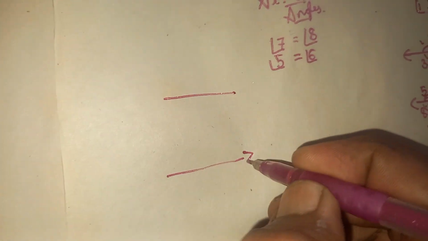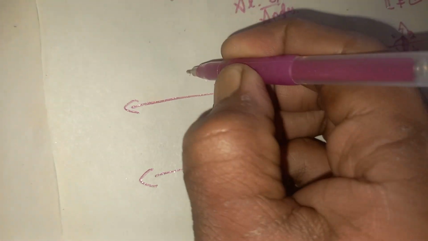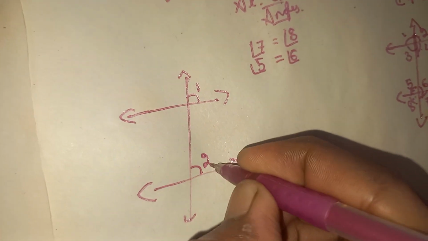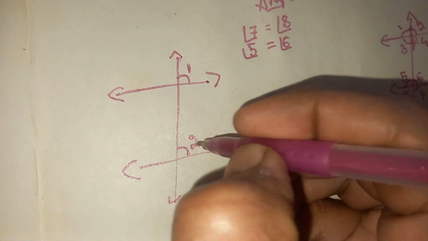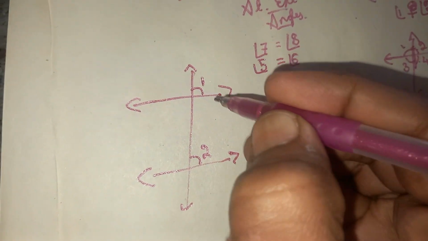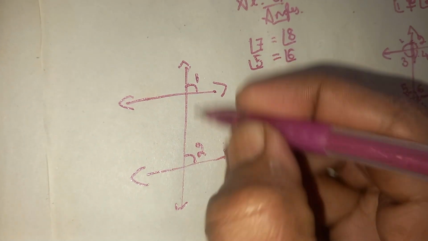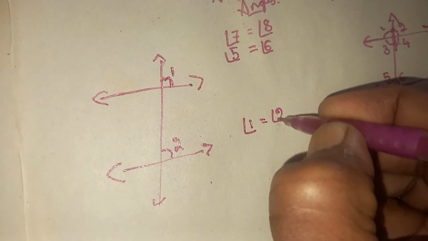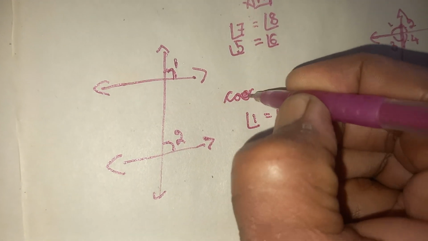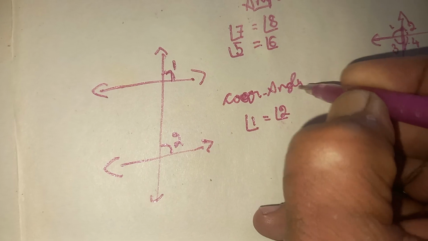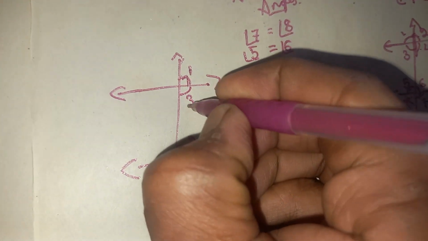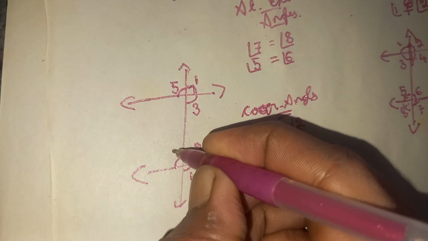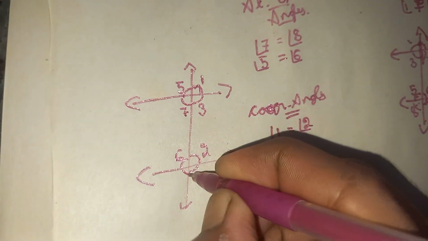If you take these two parallel lines and make a transversal again, this angle, angle 1, will be the corresponding angle to angle 2, because both are above the parallel lines, and both are on the right side of the transversal. This angle is on the right side and this angle is also on the right side, so they are equal. They are known as corresponding angles. And angle 3 is equal to angle 4. Here angle 5 equals angle 6, angle 7 equals angle 8.